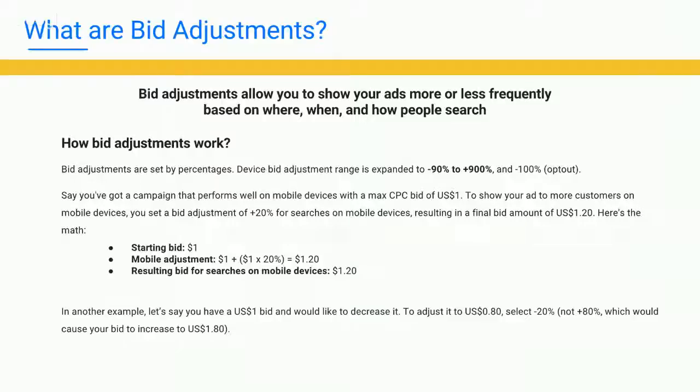With those options, device bid adjustments range from negative 90% to plus 900%. So that's a pretty large adjustment. You can also do a negative 100% adjustment, and that would opt you out of that device entirely. So say you didn't want to show any ads on mobile, because you realize that, for whatever reason, people just aren't converting on mobile.